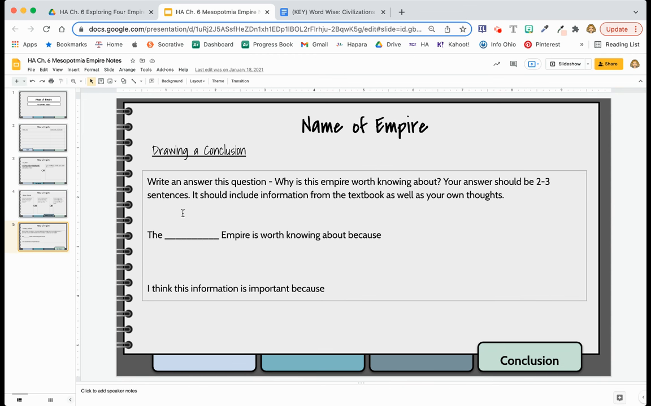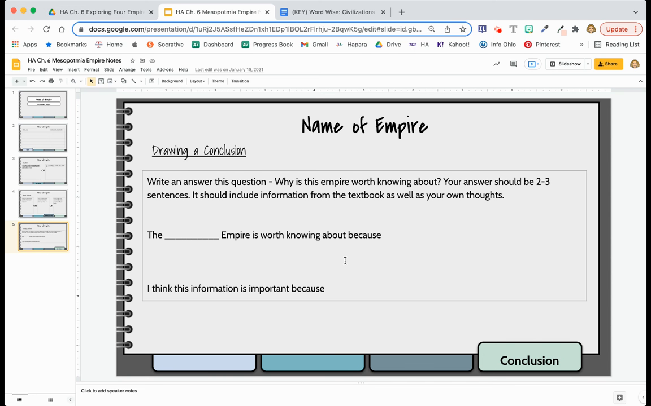And then finally, you're going to draw a conclusion. So you're going to answer this question. Why is this empire worth knowing about? Your answer should be 2 to 3 sentences. It should include information from the textbook as well as your own thoughts. So the blank, so put the name of your empire, is worth knowing about because. So tell me why it's worth knowing about.